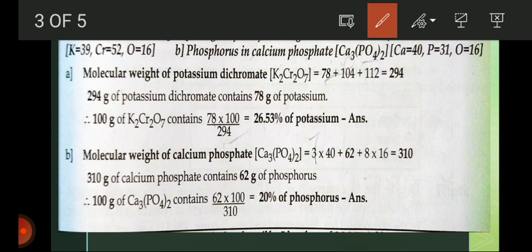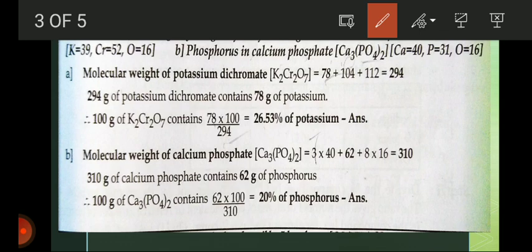Next, you have to find out the percentage composition of phosphorus in calcium phosphate. Now what is the formula of calcium phosphate? It is Ca3(PO4)2. Now all the atomic weights will be given. The atomic weight of calcium is 40, phosphorus is 31 and oxygen is 16, that we have already seen in the previous sum, right? Now first we have to find out the molecular weight of calcium phosphate.